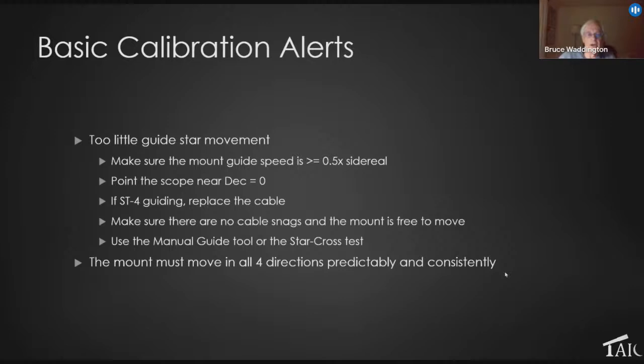So let's get back now to some of the simpler calibration alerts. The first being this too little guide star movement. This is not something you can ignore. It means you basically don't have a calibration that's usable. So what are the things that you would check first? Well, you want to make sure that you've got a reasonable mount guide speed, not this tenth of a sidereal rate that you get by default when you use EQMOD.